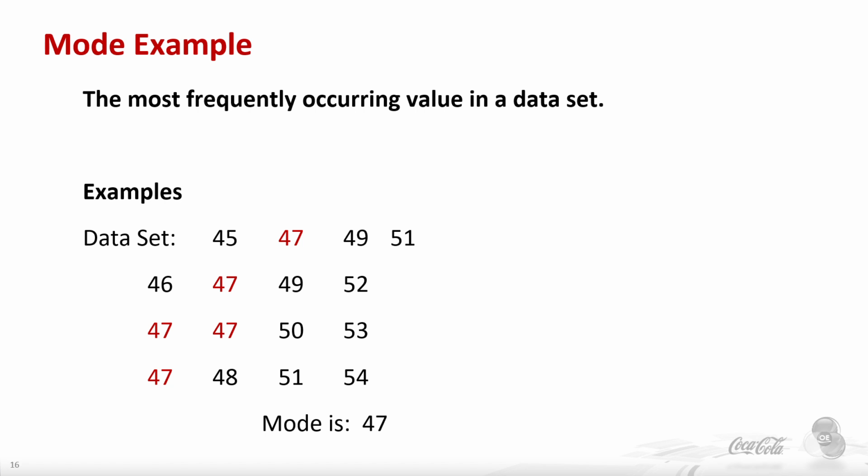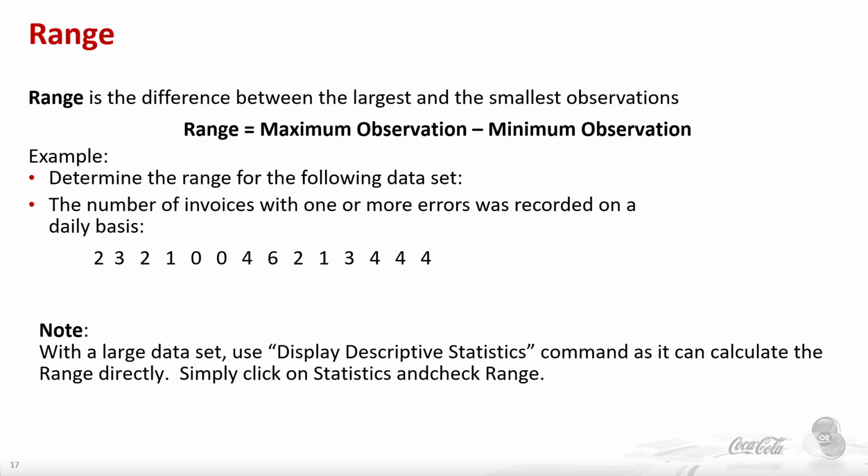For example, you can see an example of a data set where we have different numbers between 45 and 54. We have 47, 49, 51, 56, etc. So you can see the most frequently occurring number here is 47. So we will count the number of times each number is occurring, and the number with the highest number of occurrences will be the mode of that data set.